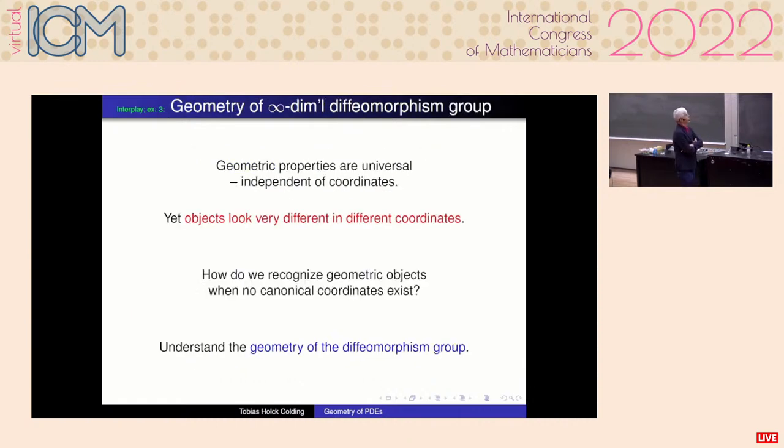The third of the three examples is about the diffeomorphism group. So geometric properties are invariant of coordinates. Yet, if you look at objects in different coordinates, they will look very different. And so the question is, how do we recognize geometric objects when there are no canonical coordinates? And the answer to that will be to understand the geometry of the diffeomorphism group. So those are the three examples that we'll discuss, where we'll see the interplay between analysis and geometry.